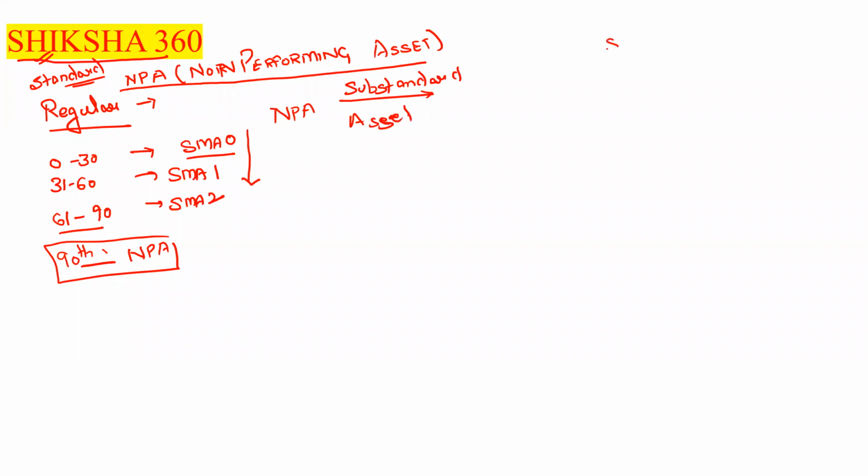SMA means special mention account. As a banker, I think all of you know what a special mention account is. We have to take care of these accounts, because no installment is coming in them. So we have to contact the borrower and consult with them about why they are not paying the installment.